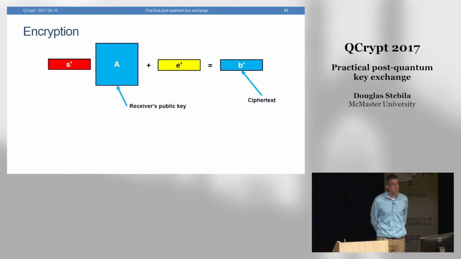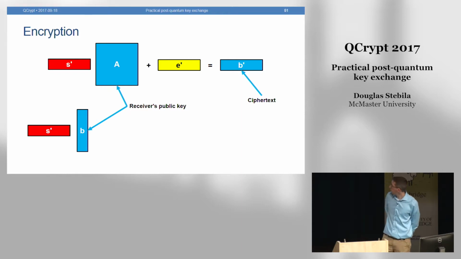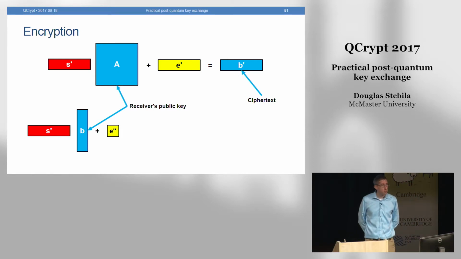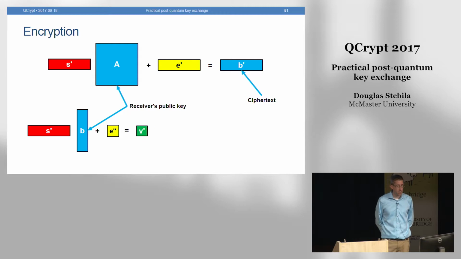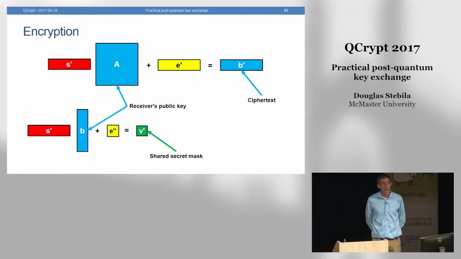But there's no message actually here. This is just a bunch of random vectors. And so we actually want to be able to encrypt a message as well. So there's a second part of encryption. We take the other part of the receiver's public key, B, and also multiply it by the same secret vector S prime. That'll get us a single element to which we add a small noise term and get a result. And this V prime result here is going to be a mask that we can use to encrypt our message. It'll be a shared secret mask, so I'll show you on the next slide how the recipient is going to come up with the same value.